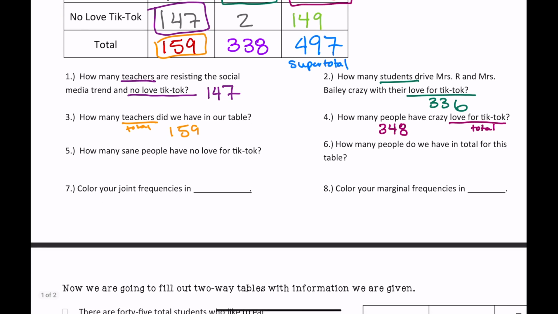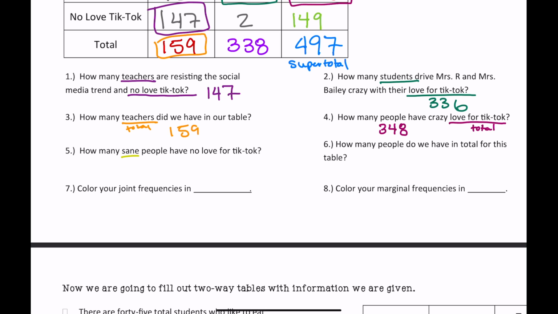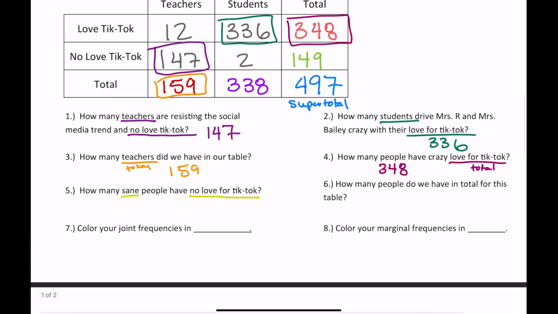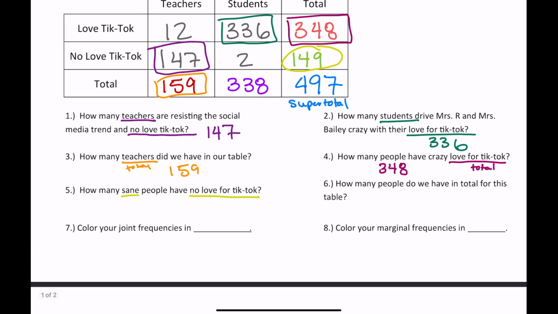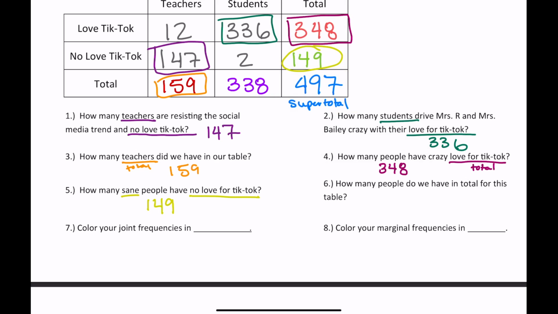This is my favorite question that we have so far. How many sane people have no love for TikTok? So I'm looking for the total for no love for TikTok, which is 149. Next one, again, this is going to be hard. How many people do we have in total for this table? It does not say students, teachers, or anything about TikTok. So that means we're looking at our super total, which is 497.